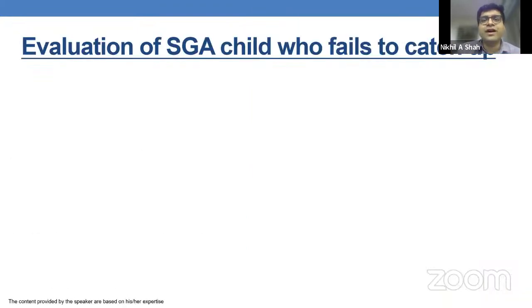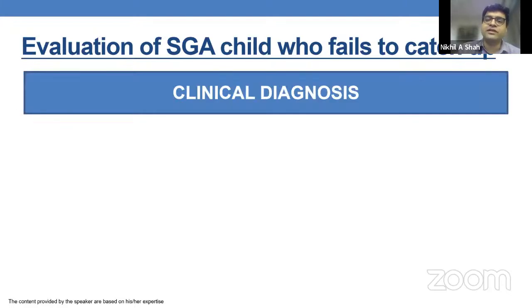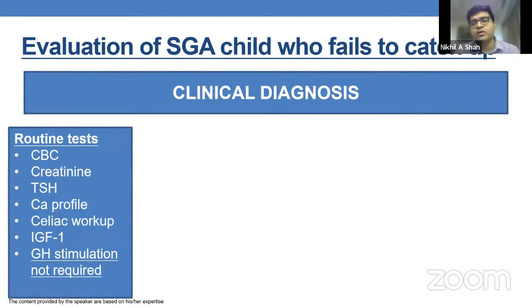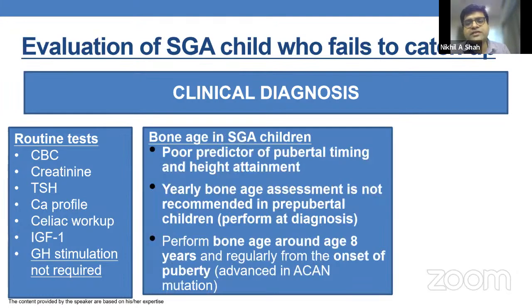Now, how do we evaluate an SGA child who fails to catch up? First and foremost is a clinical diagnosis. A good thorough history and a good clinical examination will help you to clinch the diagnosis. The routine tests that we perform for any case of short stature include CBC, RFT, TFT, calcium profile. In India, we need to do a celiac workup, especially in North Indian children. IGF-1 if there is severe short stature, and bone age in SGA children.